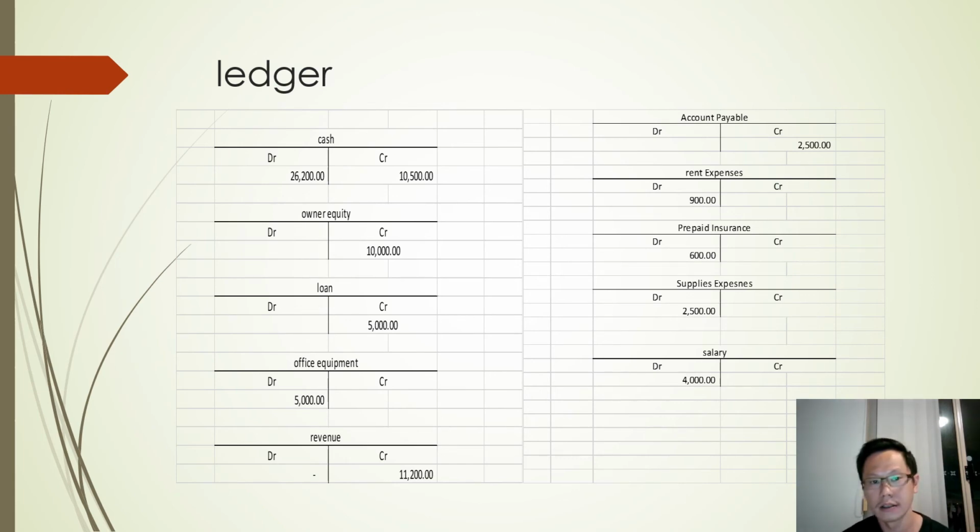So in this slide we're going to discuss the ledger. What is the general ledger? The general ledger is the next step in our accounting cycle after the journal entry. General ledger is a chronological listing of all the transactions in one account. So it will show how much is in the cash, how much is in the equity, how much is in the loan, and so on.